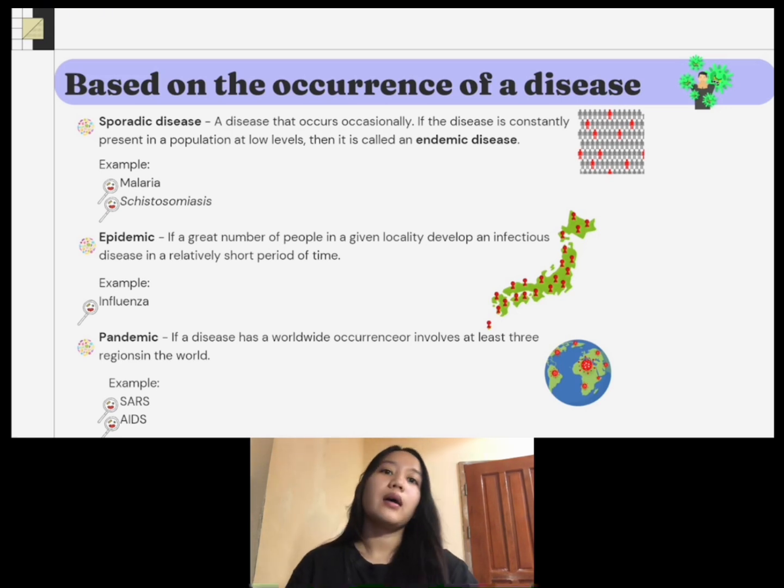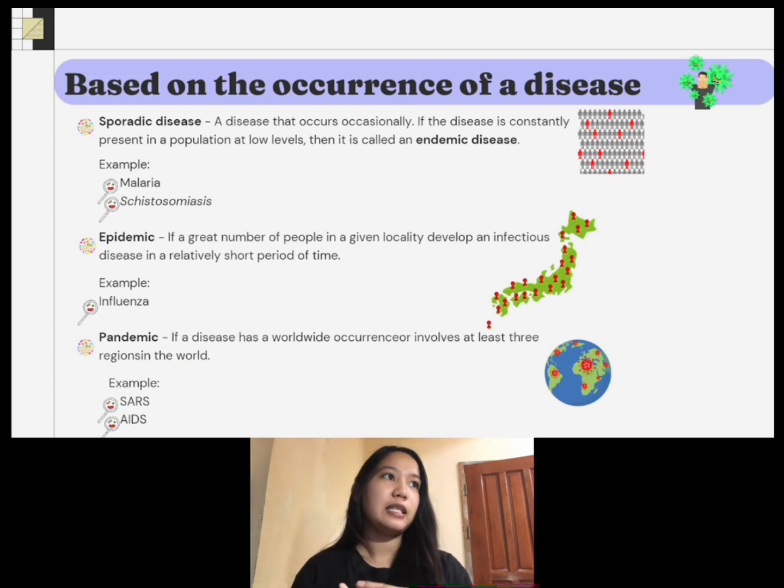If a disease has a worldwide occurrence, it involves at least three regions in the world. So ito naman is yung disease na kung saan buong bansa na siya nag-i-spread. So, example, this is the SARS and AIDS. And another example is yung COVID.